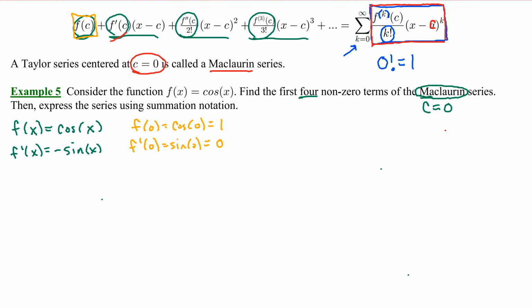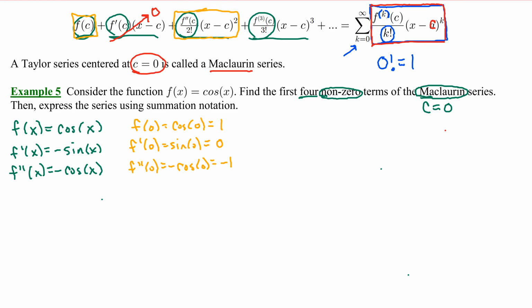If the coefficient of this term is 0, then that entire term will be lost. So this does not qualify as a non-zero term. Let's go ahead and move on to the next one. F double prime of x, the derivative of negative sine of x, is negative cosine of x. When we evaluate f double prime of 0, or negative cosine of 0, we obtain negative 1. That is a non-zero coefficient, and that's going to generate this term.